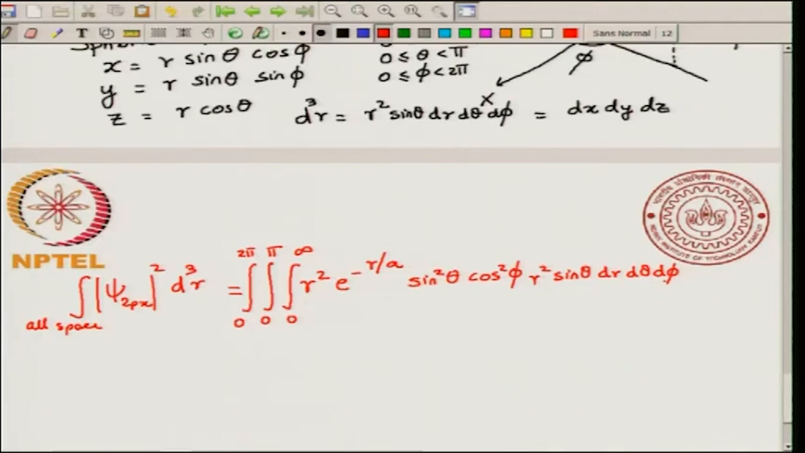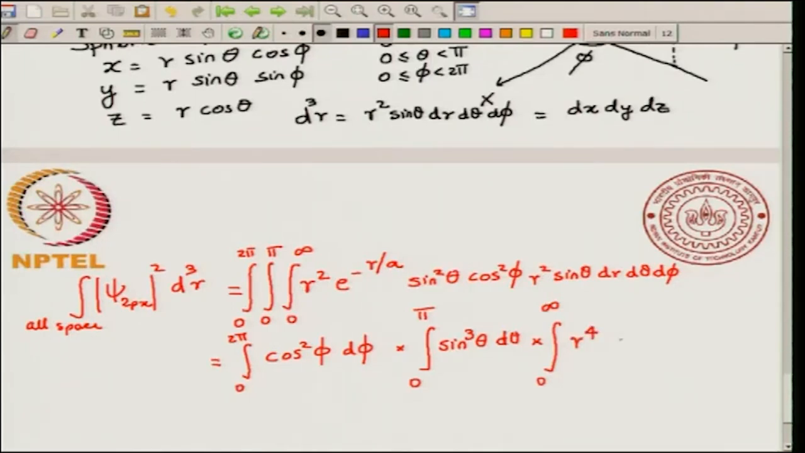Okay. Now what you can do is you can separate the integral into three integrals. So I'll write, so you have 0 to 2 pi. So 0 to 2 pi is the range for the variable phi, and the only function of phi is cos squared phi. Okay, and then this will multiply an integral over theta, which goes from 0 to pi, and now you have a sine squared theta into sine theta, so you have sine cubed theta. And finally, you have an integral over r, which goes from 0 to infinity. Okay, and what you have is r squared into r squared, so that is r to the power 4, and you have e to the minus r by a dr.